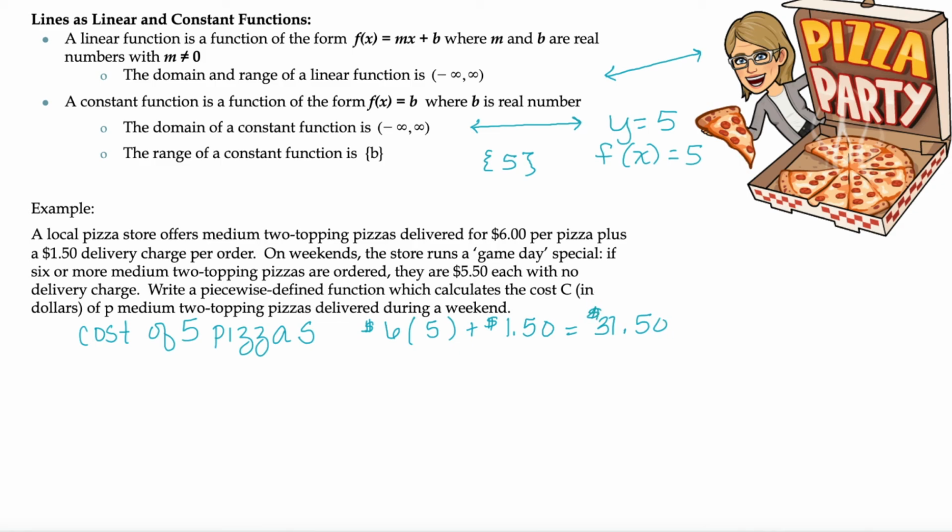But let's say I order 7 pizzas, just 2 more. How is this going to change what it will cost us? Well, not only do I get charged $5.50 per pizza, but now I have no delivery charge. So $5.50 times 7 pizzas plus 0 delivery charge, so $38.50.